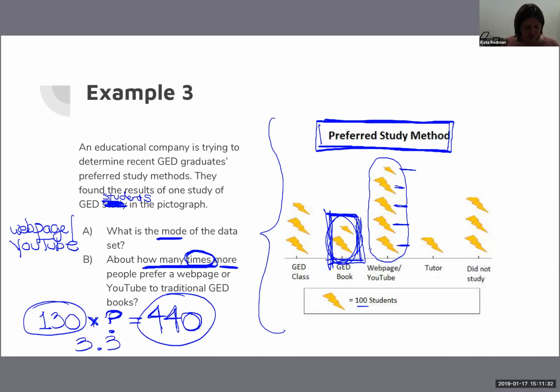So yeah, about 3 times more. And it does say about. So if this were on the GED, it would be a multiple choice answer with rounded answers. So about 3 times more. You're absolutely right. Maricela, you didn't do this math. So how did you know it was about 3 times more?